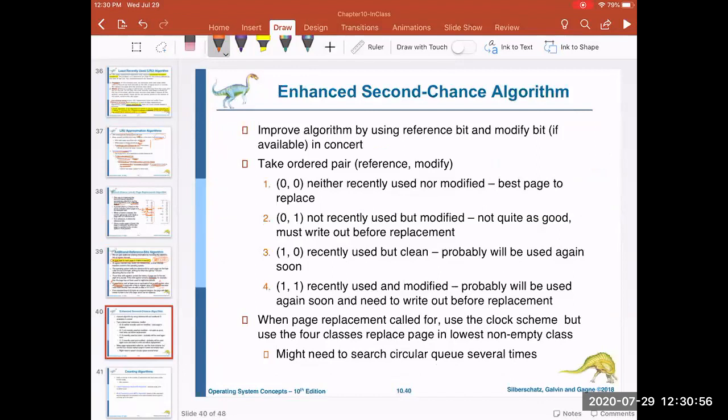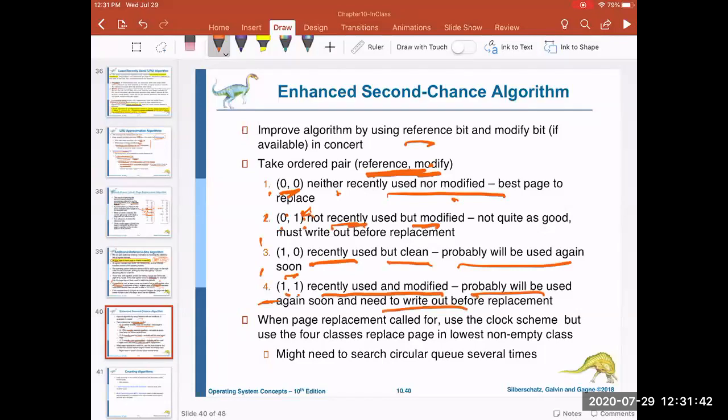Then we have another second chance algorithm. Here, for each page, a reference bit and a modify bit are used, and we look at the pair. So this is the priority. This has the highest priority and this has the lowest priority. If both are 0, 0, then the page is neither recently used nor modified. 0, 1: not recently used, but modified. This is the modify bit, and this is the reference bit. 1, 0: recently used, but clean. And 1, 1 is recently used and also modified.